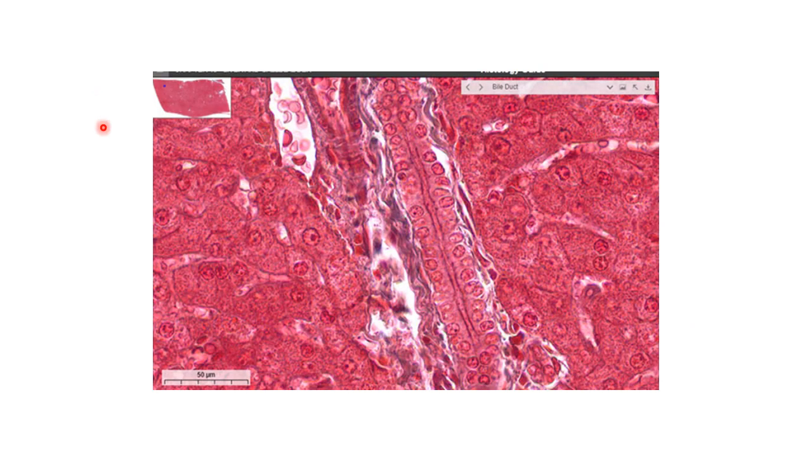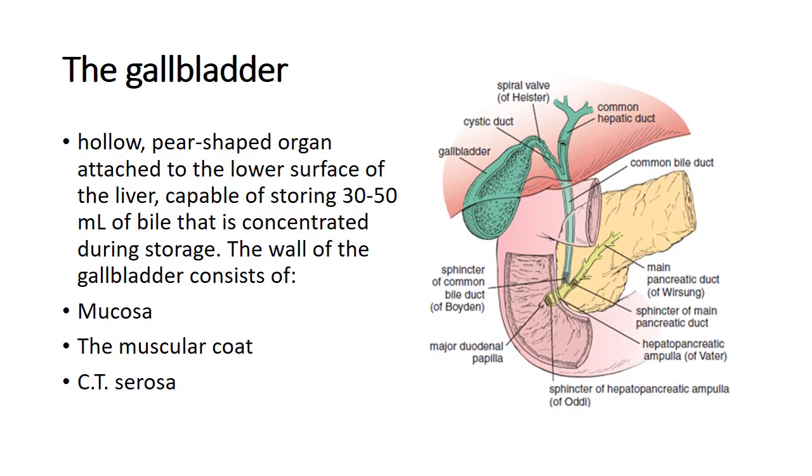Again, this is a longitudinal section of a bile duct in the portal area, and we can see here the cholangiocytes, that these are cuboidal to low columnar cells lining its lumen. The gallbladder is a hollow pear-shaped organ, as we can see here in this photo, attached to the lower surface of the liver, and it's capable of storing 30 to 50 ml of bile that's concentrated during storage.